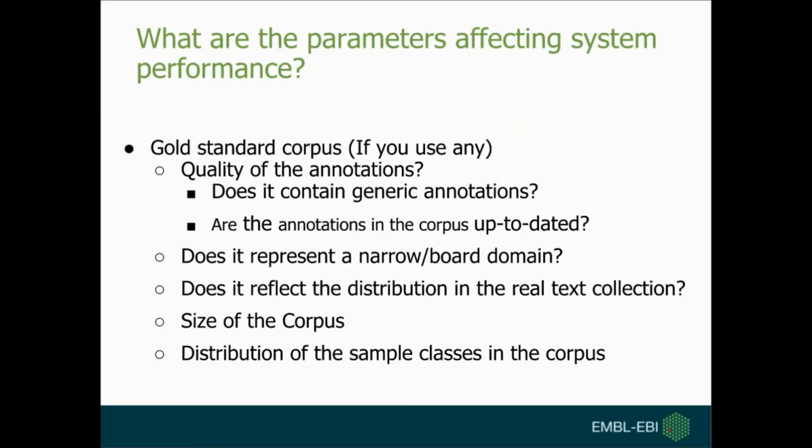If the gold standard contains many generic annotations, the trained system would retrieve many false positives. If the annotations in the gold standard are not up-to-date, the system trained on such a gold standard would have poor recall on the real text collection due to many missed samples. Similarly, if the gold standard presents a narrow topic, its size is small, or it contains some underrepresented sample classes, the system would achieve very poor performance in real settings.